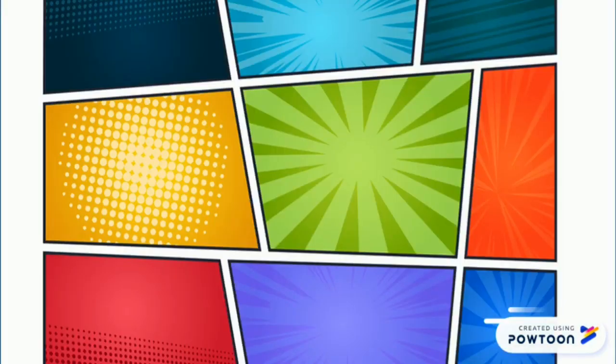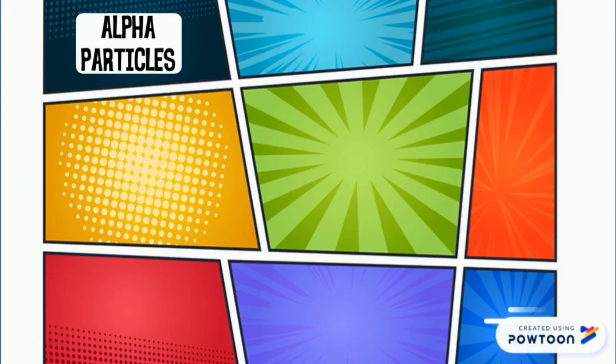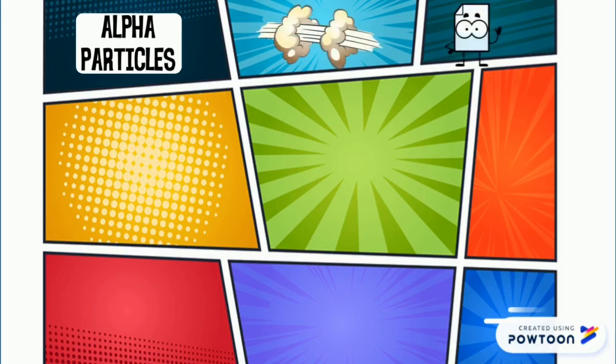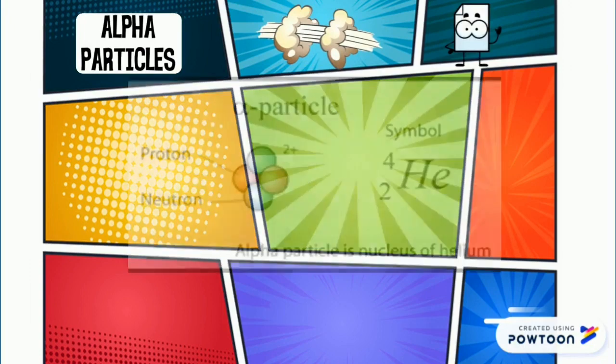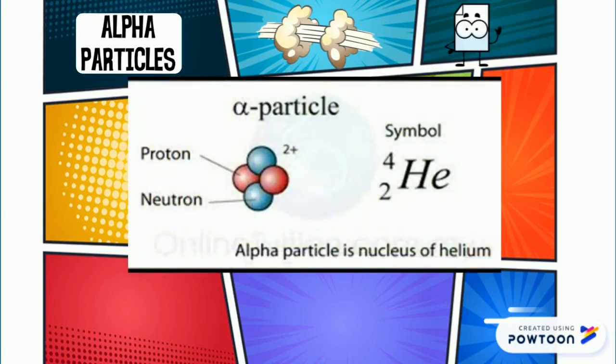Now let's talk a little bit about these different radiations. First, we have the alpha particles. Alpha particles have a really low penetrating power, and can be stopped by 7 centimeters of air or a piece of paper. Alpha particles are the nuclei of the helium atom, having 2 protons and 2 neutrons.